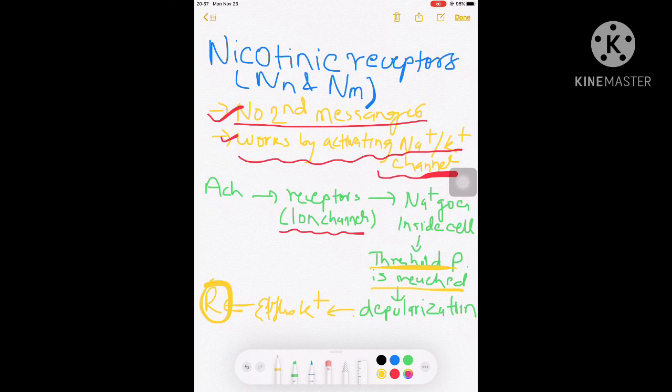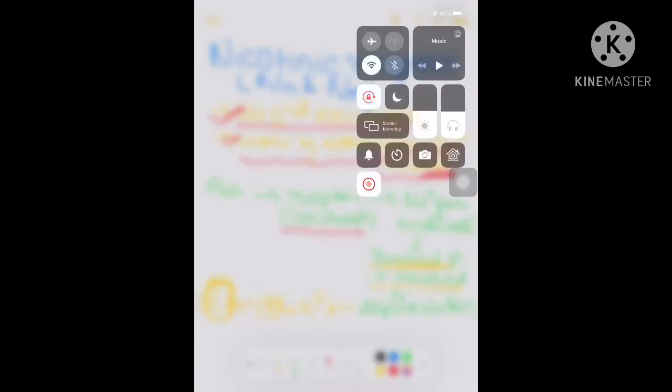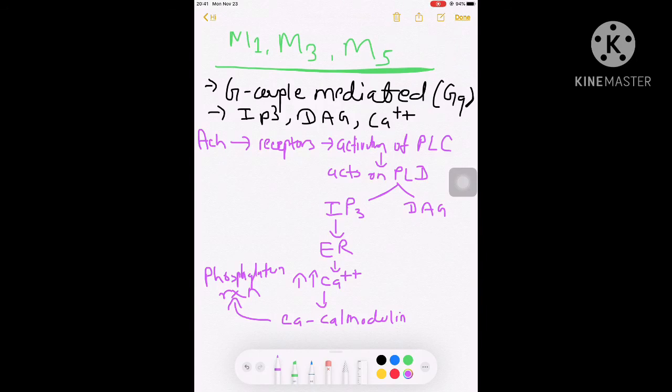Next we will discuss how acetylcholine works through muscarinic receptors. There is a slight difference between how it works through the M1, M3, M5 receptors and the M2 and M4 receptors. First we'll discuss M1 and M3 receptors. As I mentioned previously, nicotinic receptors do not have a second messenger system, but these muscarinic receptors have G protein mediated action. M1, M3 and M5 have Gq type.